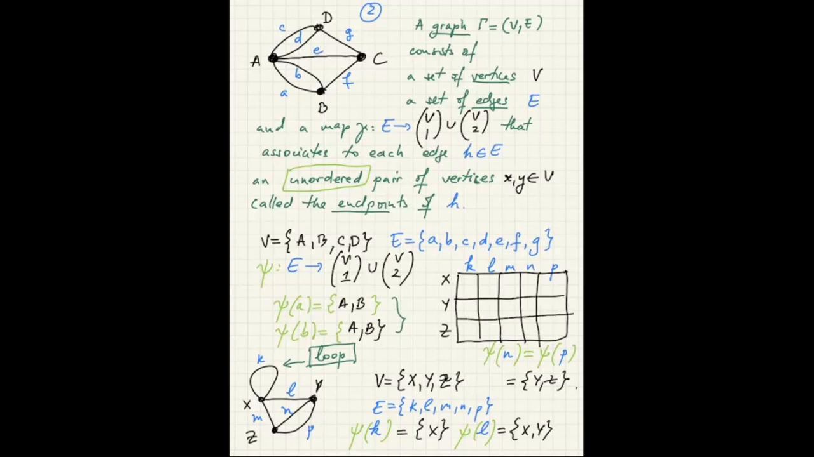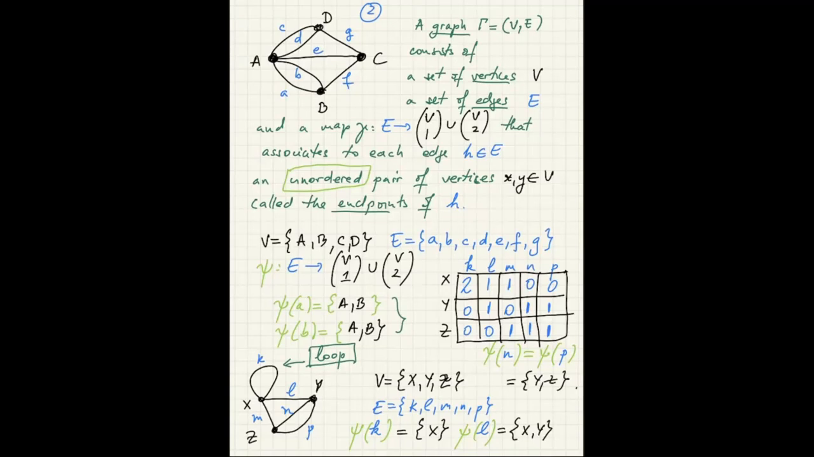Okay. And now here comes the difference. When we have a loop, K has endpoints X and X, so we put here a 2 and we put a 0 everywhere else. L has endpoints X and Y, so we put a 1, and then we put a 0. M has X and Z, so it's 1, 0, 1. And N and P both have Y and Z, so 0, 1, 1, and 0, 1, 1. Okay, so this is the example of an incidence matrix in this situation.